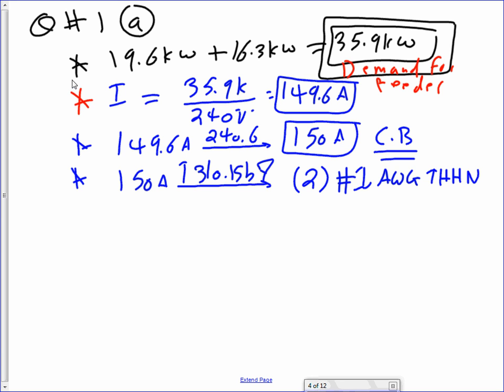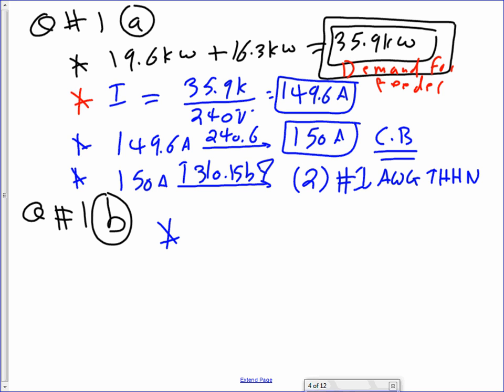Karen, does it make sense? Yes? No? Let's go find the neutral. The neutral, do you guys remember what we did for the neutral? The neutral will be the same thing, question number 1B. B is for my neutral. I need to find the neutral. For the neutral, it's a piece of cake.